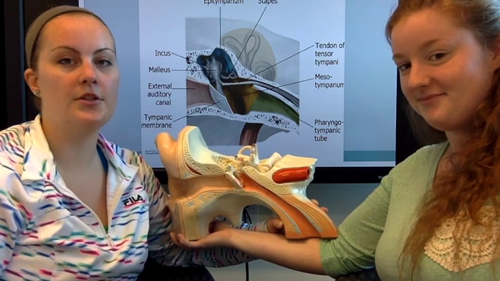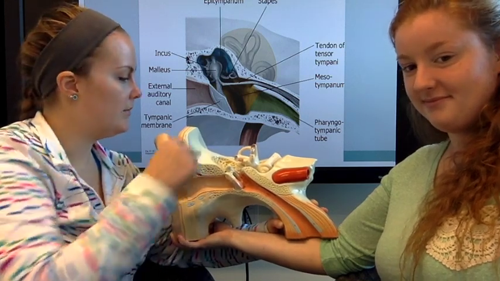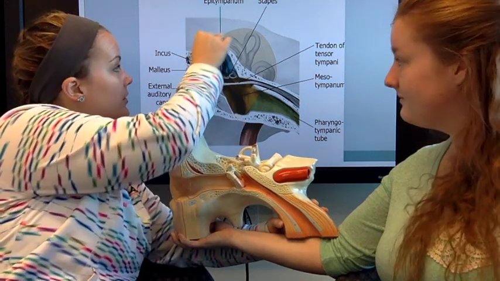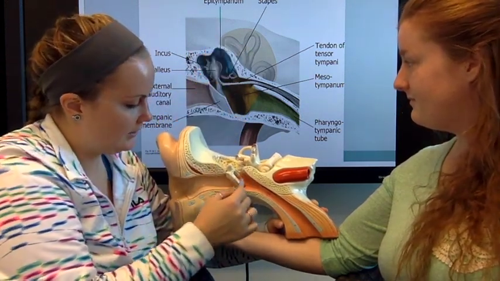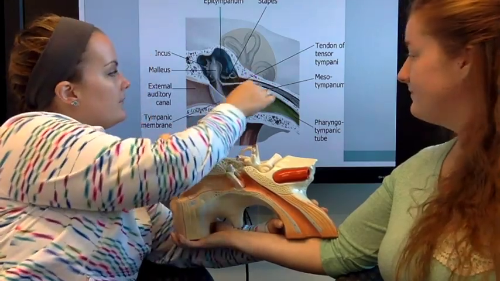There are two levels to the middle ear. There is the epitympanic cavity, which is the top portion, or the attic, and then there is the tympanic cavity, which is down by the tympanic membrane.